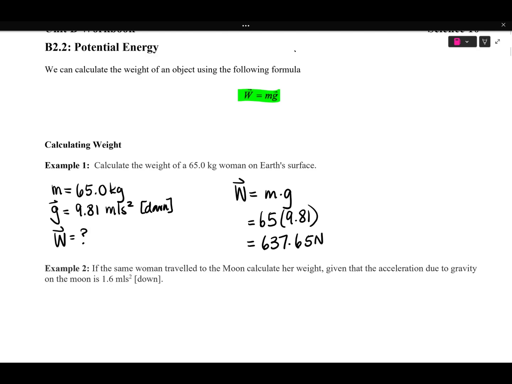637.65 newtons. So we're going to round to 3 significant digits. So both of our values have 3 significant digits. So the final answer for our weight will be 638 newtons. I'm not going to have to ask you for direction, but your weight is always pointing down.